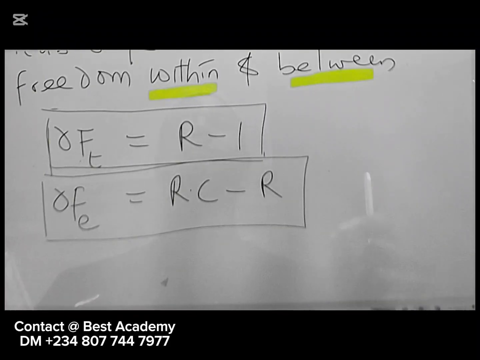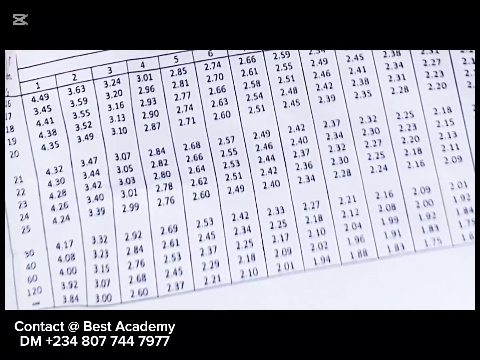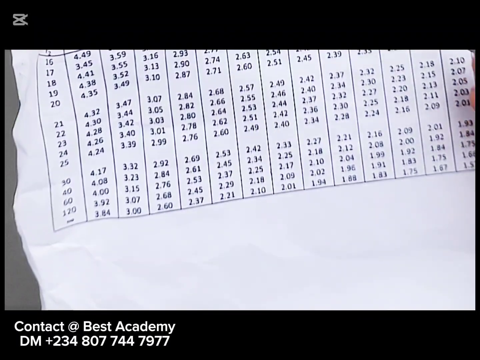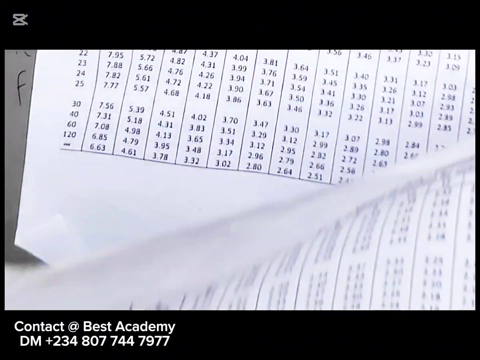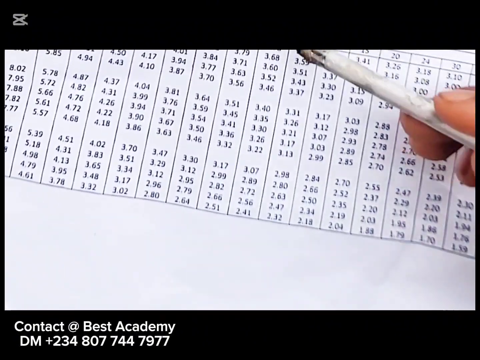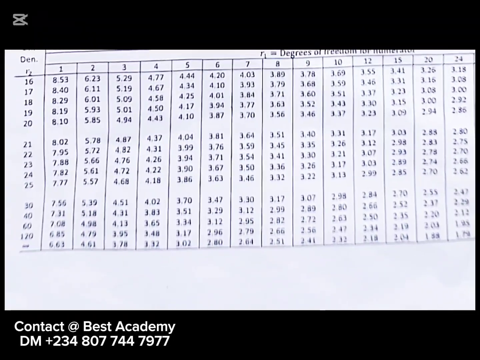So let's try to know how to make use of the table. The table depends on the percentage. We have two tables of variance here. We have the table for when the level of significance is 0.05. So if you are given 0.05, you use this table for F. If you are given 0.01, we use this table for F. Please take note.